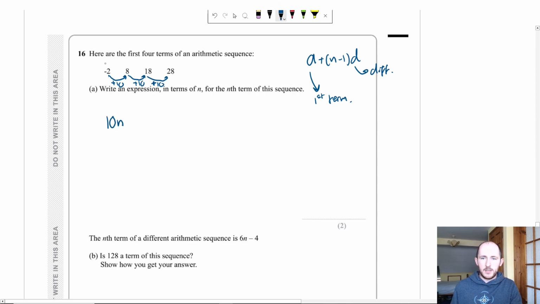Then what you're going to do is go to the first term and go backwards. So if I was going backwards, what would the term before minus 2 be? Well, I would subtract 10, right? So that would be minus 12. And then I just write that number here. There you go, done.